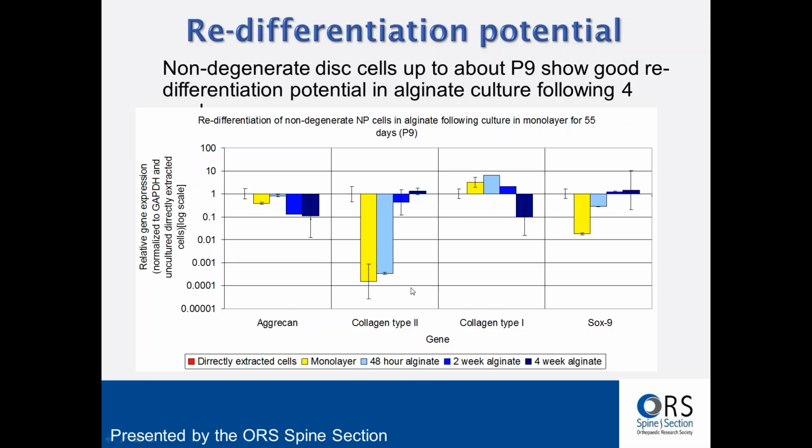So here we have real-time PCR analysis for a number of key genes: aggrecan, col2, col1 we've talked about. SOX9 is a transcription factor that controls collagen type 2 expression, amongst other things. So what you can see is in monolayer culture we get downregulation of the normal markers and upregulation of collagen type 1, which is regained back to normal levels within the alginate cultures.